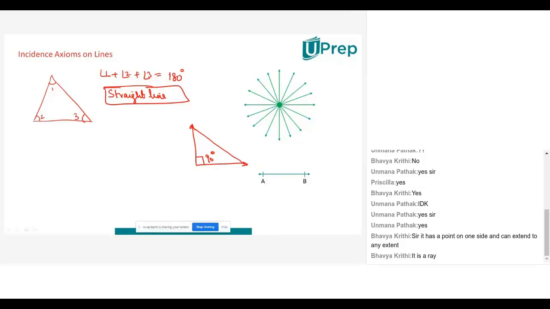Now guys, someone told me straight line. We have a straight line. The angle of a straight line is 180 degrees. Correct? This is what you know. Yes.